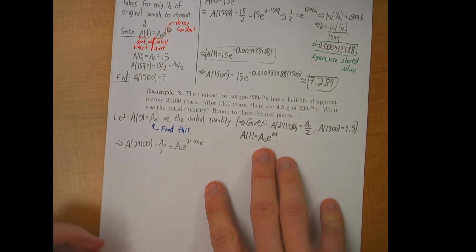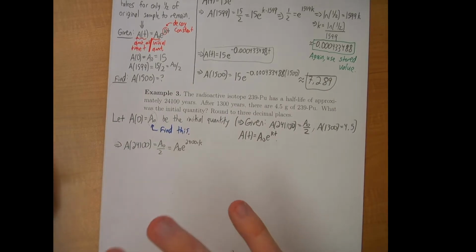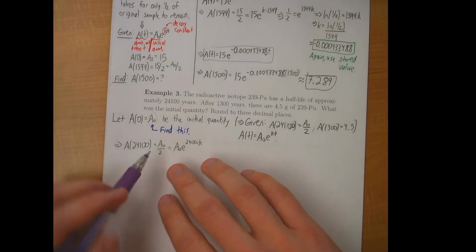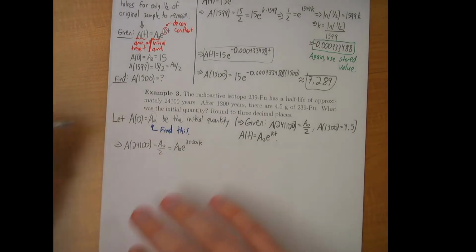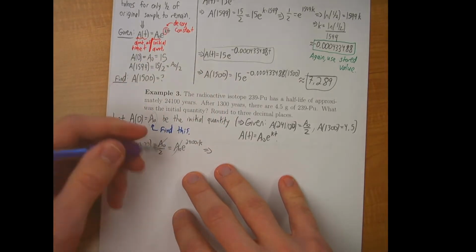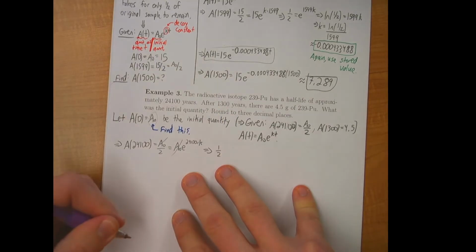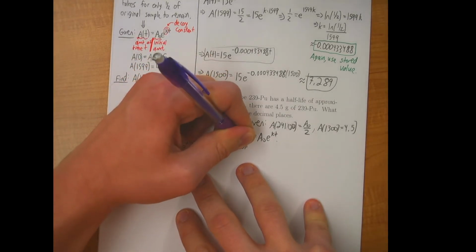So now the reason I'm letting t equal 24,100 here is because if you look at this equation, you'll notice that the initial amount a naught cancels out if we do the algebra. If we divide a naught from both sides, they cancel out. So we're just left with 1/2 equals e to the 24,100 times k.